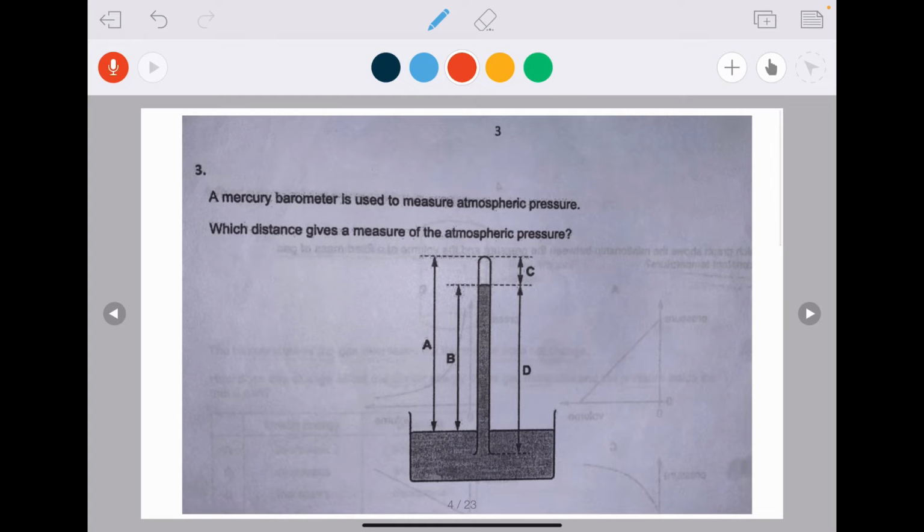Question number 3 says that a mercury barometer is used to measure atmospheric pressure. Which distance gives a measure of the atmospheric pressure? So atmospheric pressure is measured from the surface of the liquid to the height of the liquid, which is clearly shown by B and not A because A is showing the height of the glass tube itself.